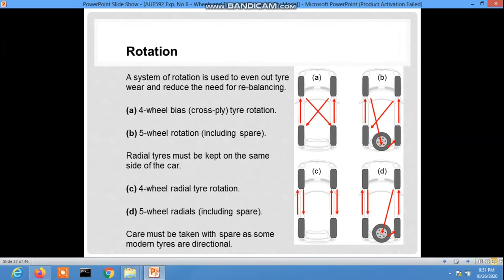Radial tires must be kept on the same side of the car. 4-wheel radial tire rotation and 5-wheel radial tire rotations are there.